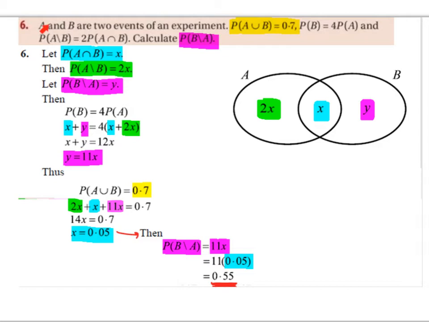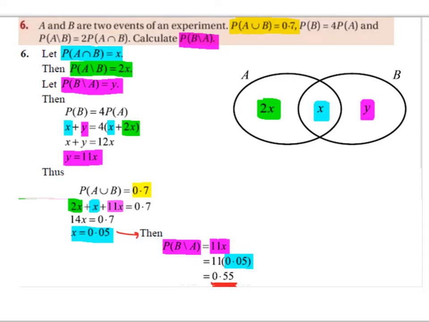Question 6. A and B are two events of an experiment. The probability of A union B is 0.7. The probability of B is 4 times the probability of A, and the probability of A less B is twice the probability of A intersection B. Calculate the probability of B less A.